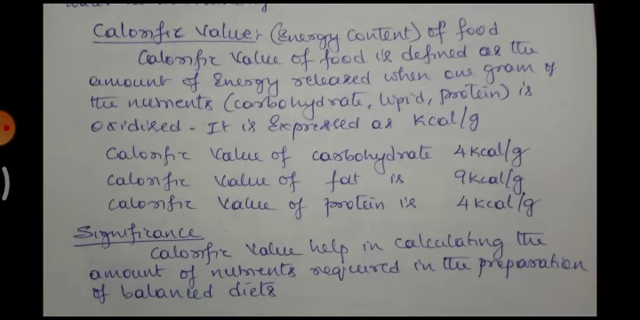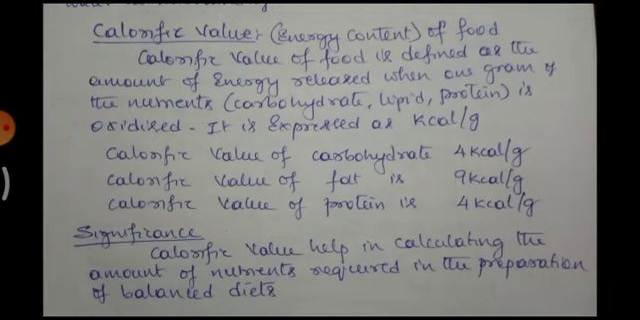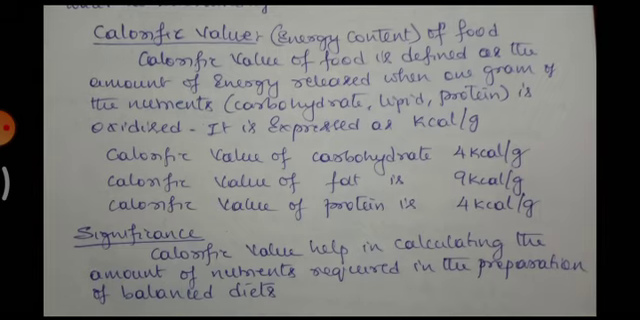The calorific value of food is defined as the amount of energy released when 1 gram of nutrients such as carbohydrate, lipids or protein is oxidized in the body, and this calorific value is expressed in kilocalories. In the previous class we discussed the bomb calorimeter, where the food is oxidized and the amount of energy released in the form of heat is calculated. That gives you the calorific value.